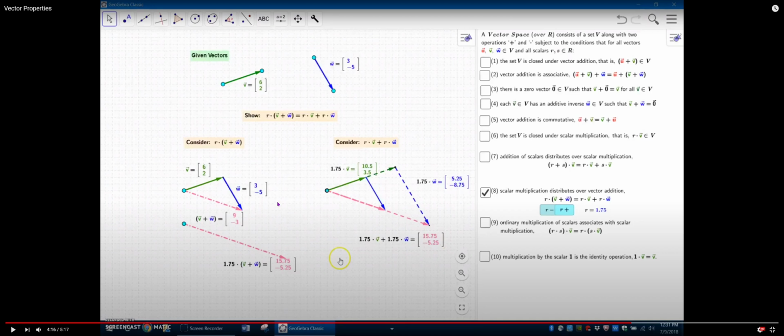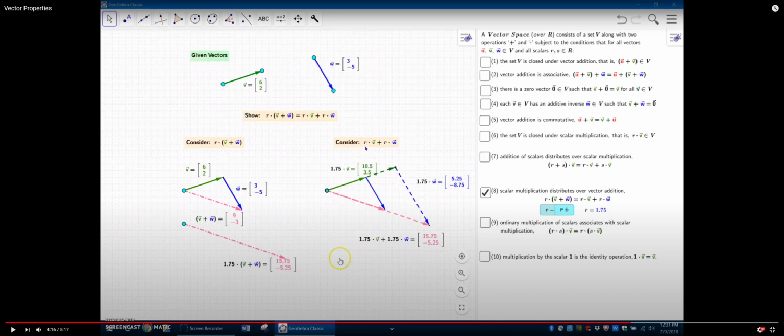Right, okay, on the other hand, what you could do is multiply the v first by the 1.75, and that gives you from here to here. So you go from here to here, and that's the v times 1.75. And then the 1.75 times the w, right? So this w over here, you multiply by 1.75, and that is this dashed blue line here.